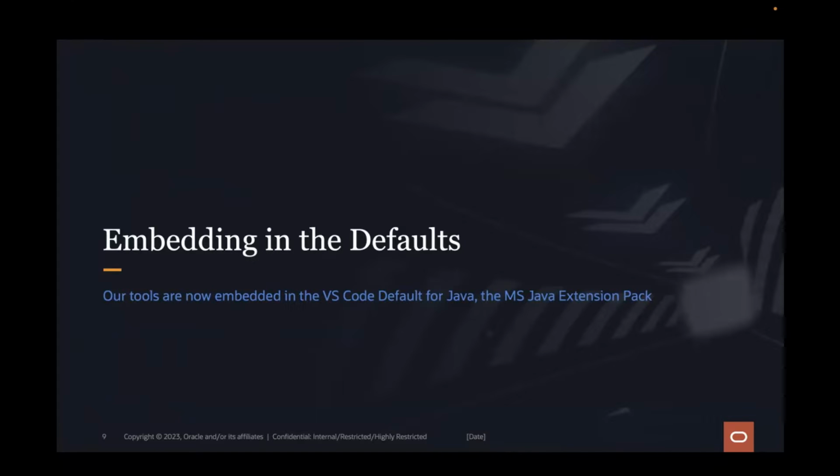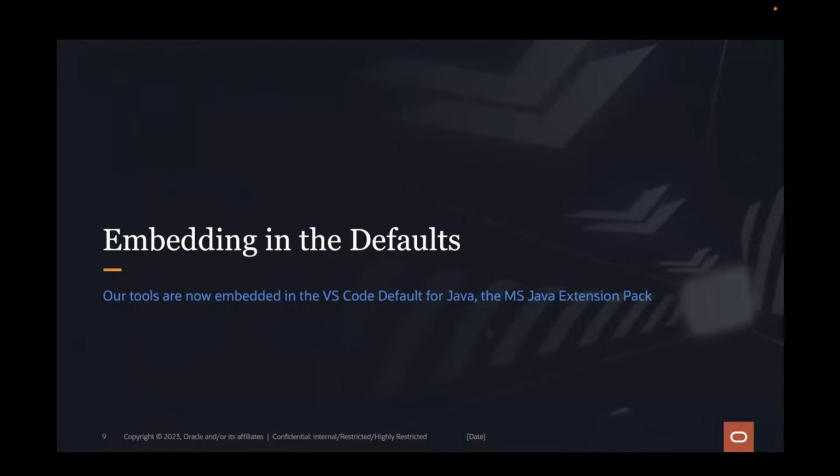The default Java support in VS Code is the MS Java extension pack. So if you have a vanilla VS Code and you open a Java project from disk, VS Code will suggest that you install the MS Java extension pack, and it's very much the default. So most people who are doing Java development using VS Code will have this extension pack.